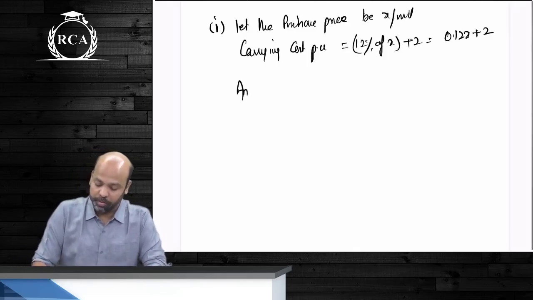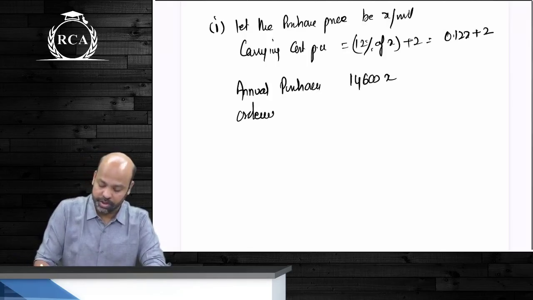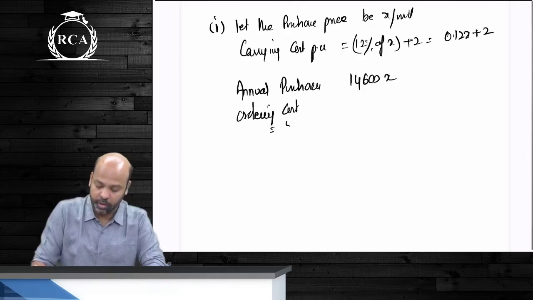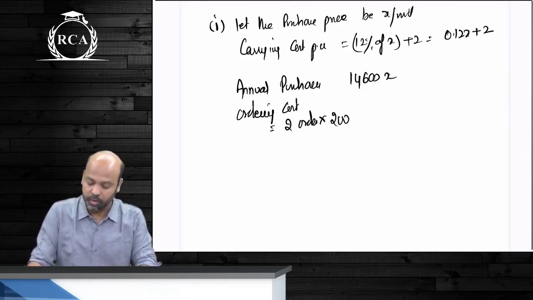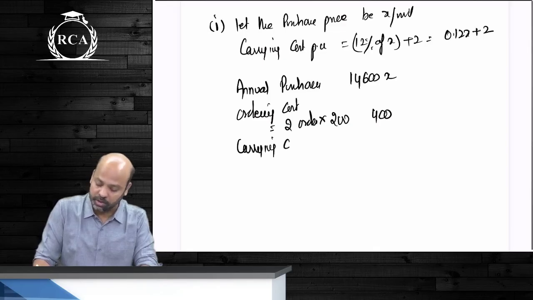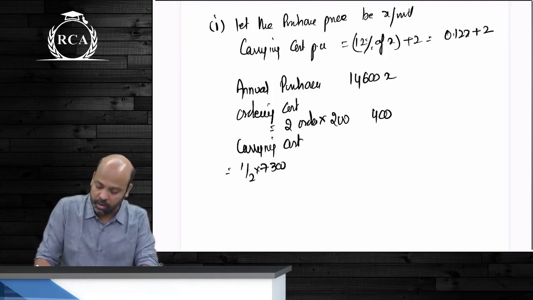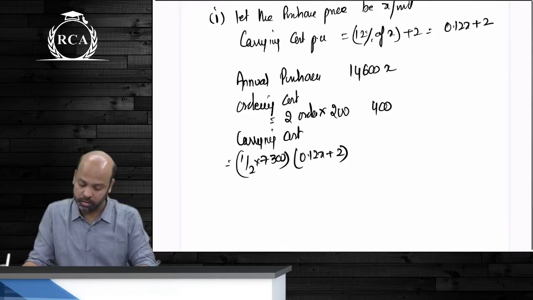Your annual purchases will still be 14,600 multiplied by X. Your ordering cost will not change. It will still be 2 orders twice a year, so that will be 2 orders into 200, 400. Your carrying cost will be equal to half of quantity ordered, 7,300, but this will now be multiplied by 0.12X plus 2.